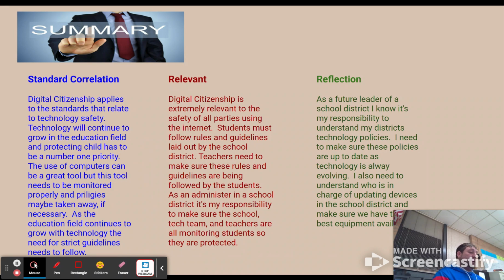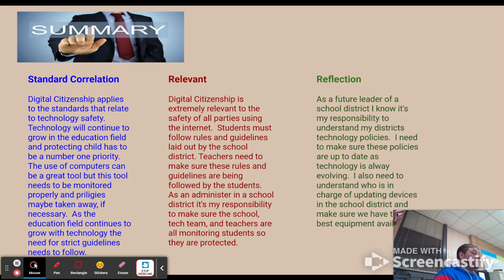As an administrator in the school district, it's my responsibility to make sure the school tech team and teachers are all monitoring students so they are protected. On reflection, I wrote, as a future leader of a school district, I know it's my responsibility to understand my district's technology policies. I need to make sure these policies are up to date as technology is always evolving.